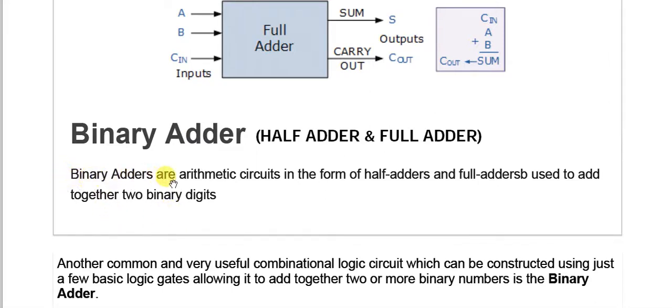Now, binary adders are arithmetic circuits in the form of half adders and full adders to be used to add together two binary digits. Okay, so the binary adders are arithmetic circuits which are used to add together two binary digits.